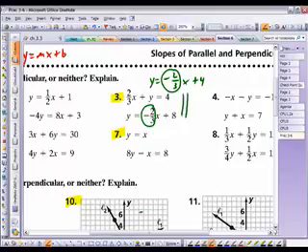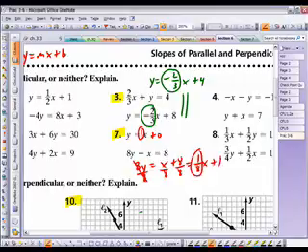And then finally for this one, think of y equals x as y equals 1x plus 0, so my slope's 1. For this one, I will add x to each side, and then I'll divide by 8 to get y all by itself. So this becomes 1/8 x plus 1, and 1/8 is the slope, and 1 is not the same as 1/8. They're not negative reciprocals, so this would be neither.